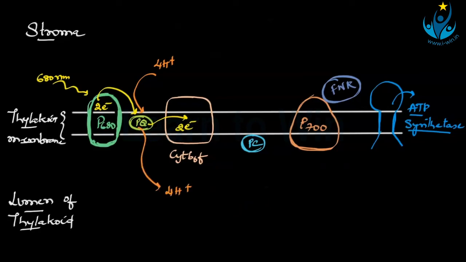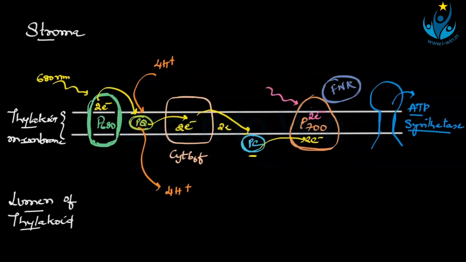Now these 2 electrons finally pass from cytochrome B6F to plastocyanin (PC), the copper-containing one, hence the blue color. And from there they enter the reaction center of P700 in the ground state. That is that much. Now, when the P700 receives light of 700 nanometers, it also releases 2 electrons.